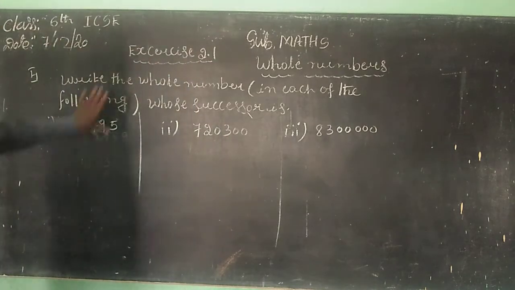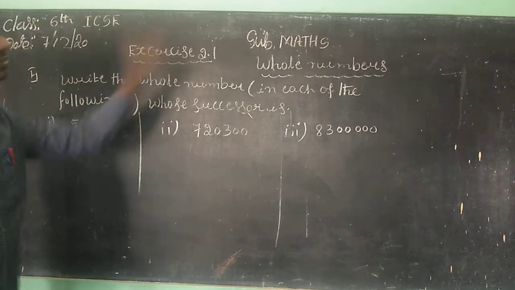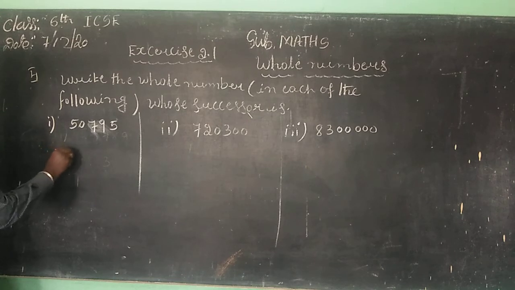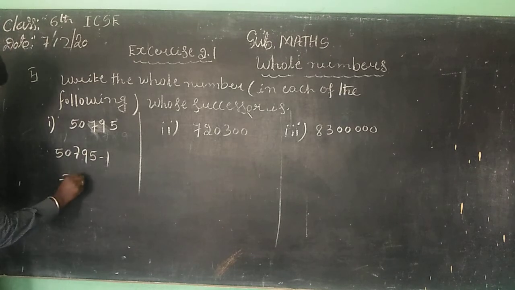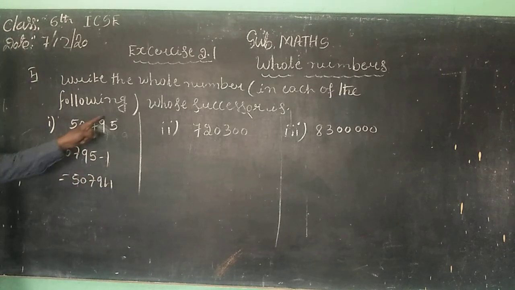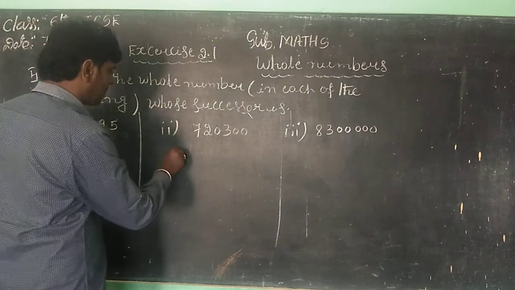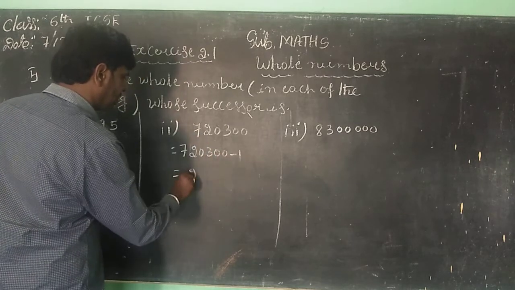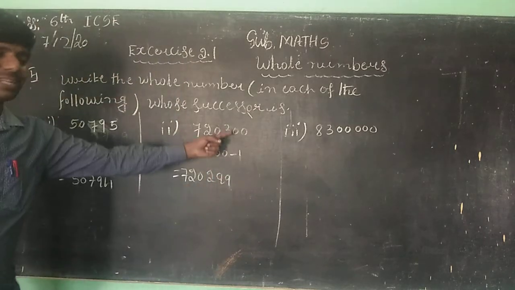Children, carefully observe the question. Write the whole number in each of the following whose successor is this number. That's why you want to subtract 1 only. So 50795 minus 1 means 50794. This is the whole number whose successor is 50795. Correct, children? As well as you want to take this one also. 720300 minus 1 is equal to 720299. 720299's successor is this one.